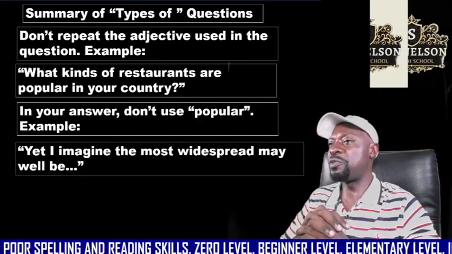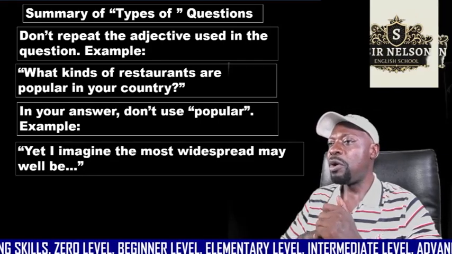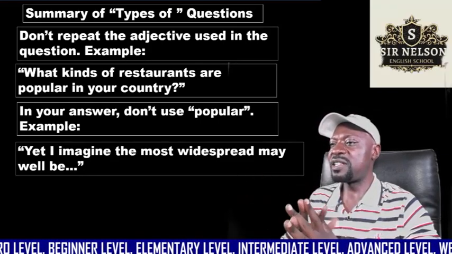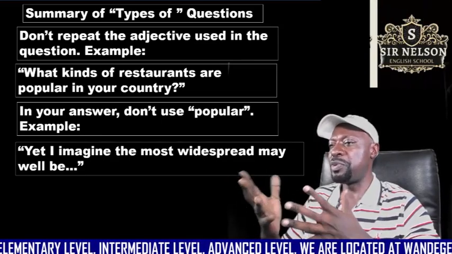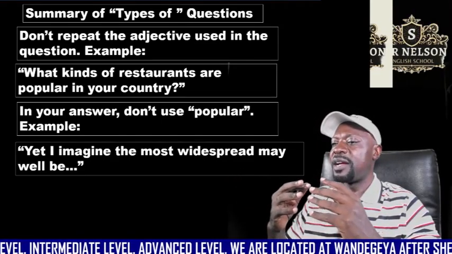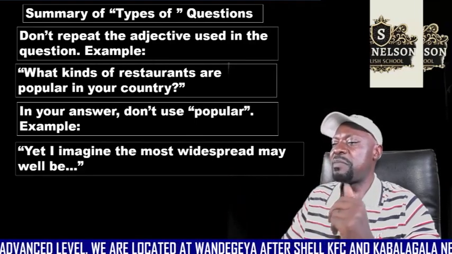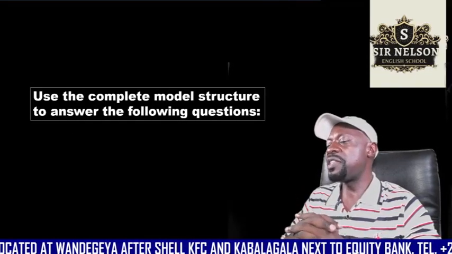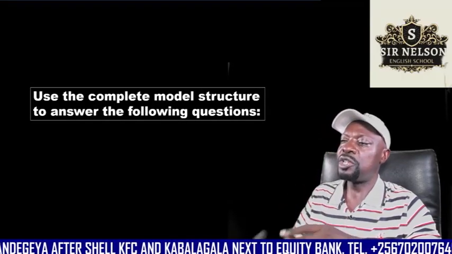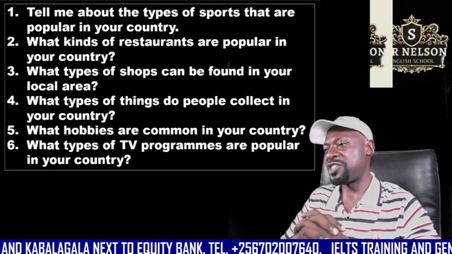Summary of types of questions. Don't repeat the adjective used in the question. For example, what kinds of restaurants are popular in your country? In your answer, don't use popular. Yet I imagine the most widespread. Widespread is the same as popular. Don't recycle the vocabulary. Use the complete modal structure to answer the following questions. These questions will give you some practice.